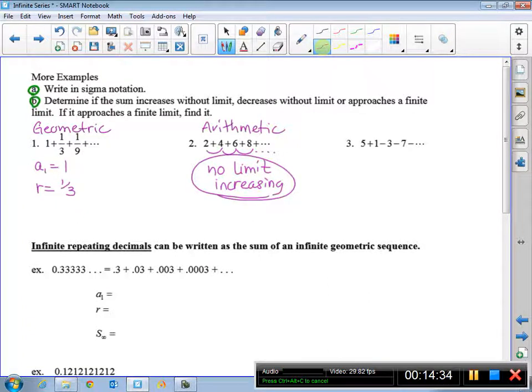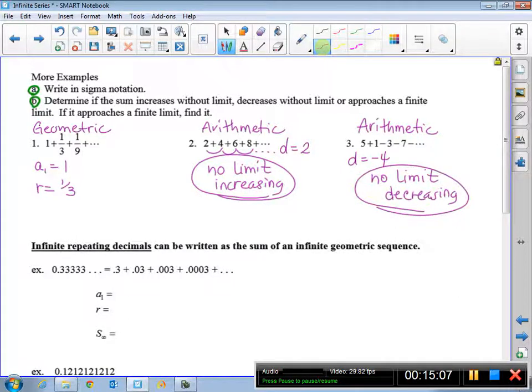Number 3, let's see, 5 to 1 would be subtracting 4, subtracting 4, subtracting 4, yep. Arithmetic. The D value is -4. I didn't put the D value here. D value is +2. So this one's going to have no limit, and because we're continually adding on a negative, it's going to be decreasing farther and farther away from 0. No limit, decreasing, no limit, increasing.